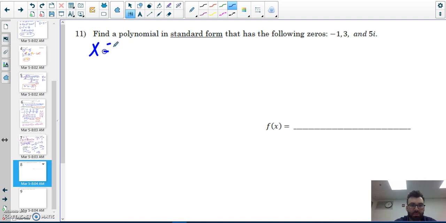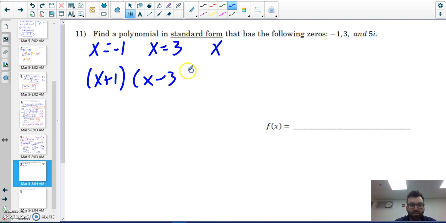So I have x equals -1, so that is x plus 1. I have x equals 3, opposite, x minus 3. So I have x equals positive 5i. So remember, imaginary numbers always come in pairs. They always come in pairs.